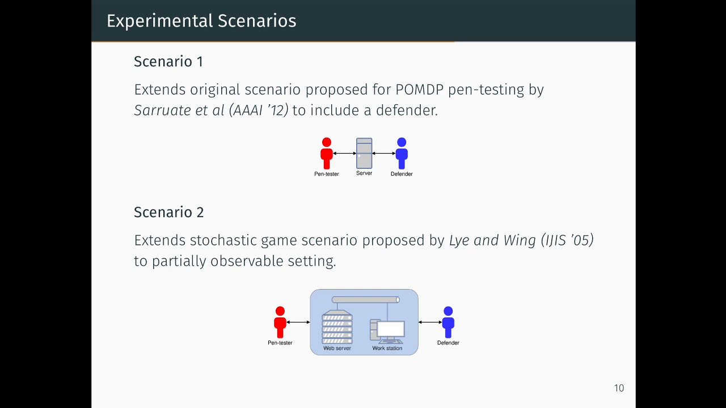We tested our approach on two scenarios. The first scenario is shown in the top figure and involves a single server and low-level actions. It extends the original POMDP pen testing scenario by incorporating a defender. The second scenario, which is shown by the bottom figure, is a high-level scenario involving a two-machine network. It extends the stochastic game scenario proposed by Lai and Wing by incorporating partial observability.